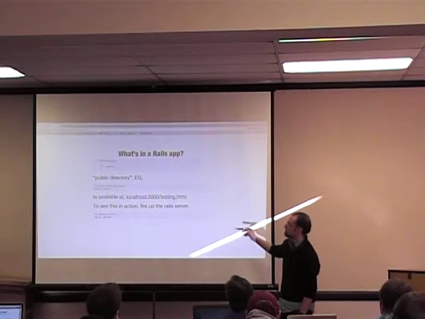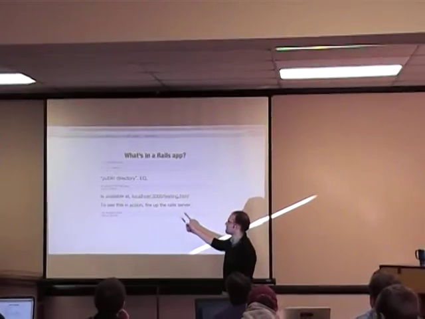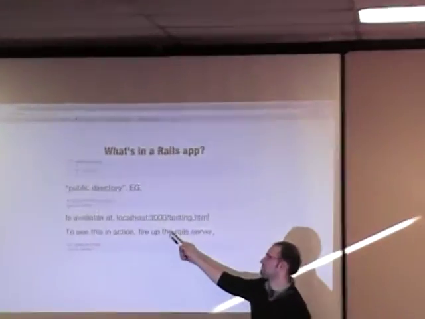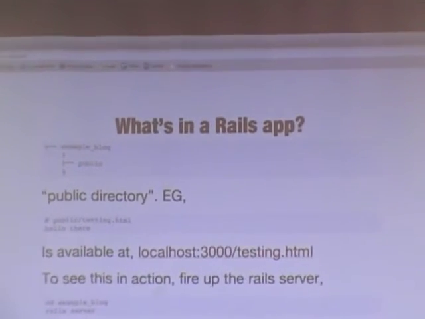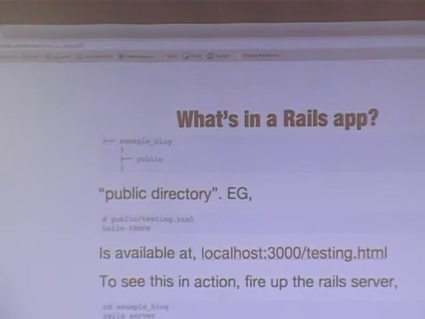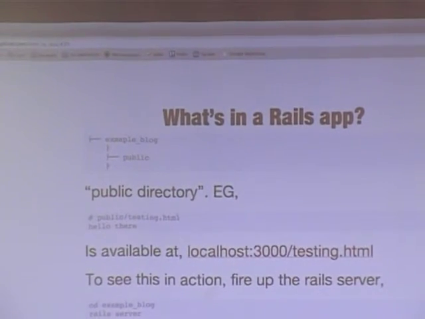So if you created a file, public/testing.html, and then fire up your Rails server, and then put in this URL, you would be able to get to that test file. That's not common convention, it's just a quick and dirty trick if you need it.